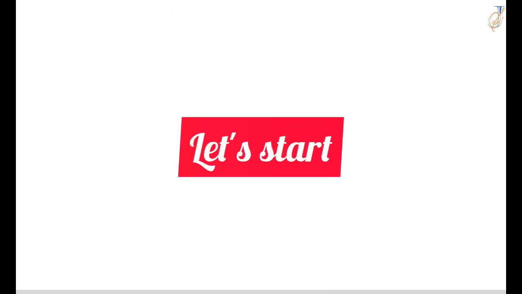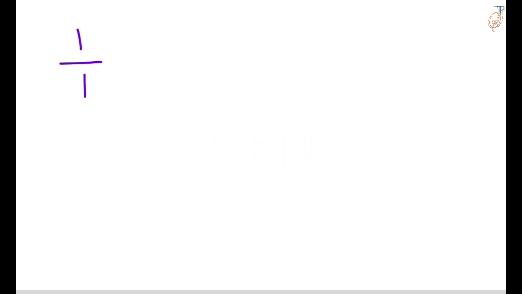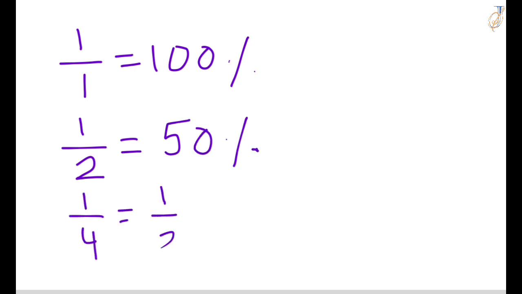Let's start. We know that 1 is nothing but 100%. This 1 we can write as 1 by 1, which is nothing but 100%. Then we go with 1 by 2. 1 by 2 is half of 100, so that is 50%. Then what is 1 by 4? 1 by 4 we can write as 1 by 2 times 1 by 2, which is half of 1 by 2. 1 by 2 is 50%. Half of 50% is 25%.